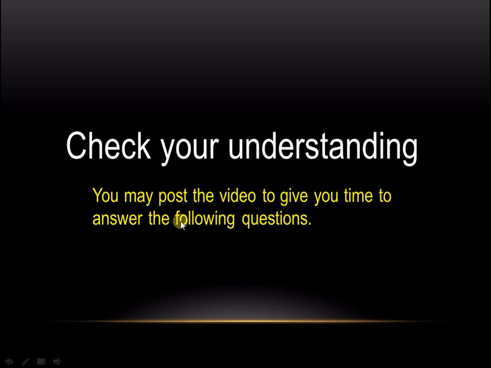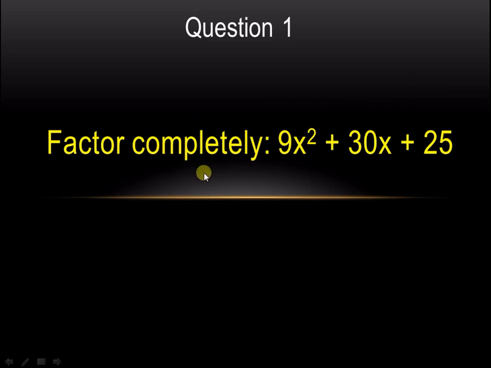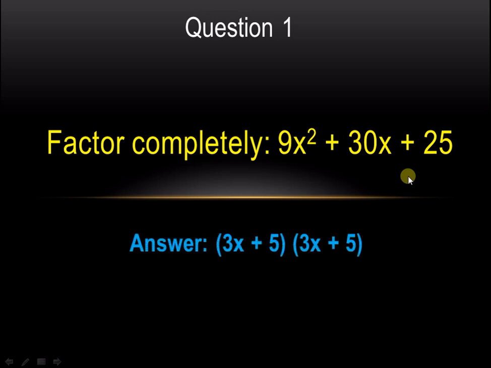Let us now check if you understood the lesson. Again, we encourage you to pause the video while you're trying to answer the following questions. Let's have question number 1. Factor completely 9x squared plus 30x plus 25. Pause the video. And the answer is the quantity of 3x plus 5 times the quantity of 3x plus 5.